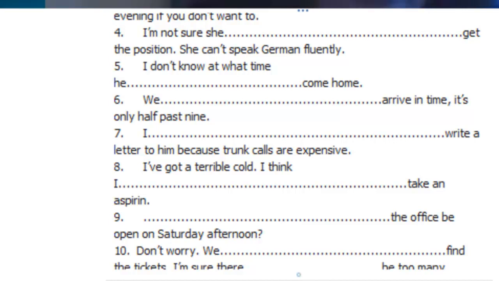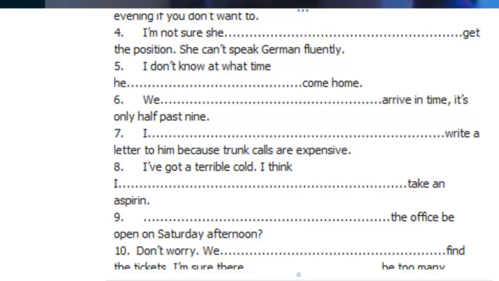I'm not sure she will get the position. She can't speak German fluently. Good. I don't know at that time. He will come home. Very good. We will arrive in time. It's only 9:30. Very good.